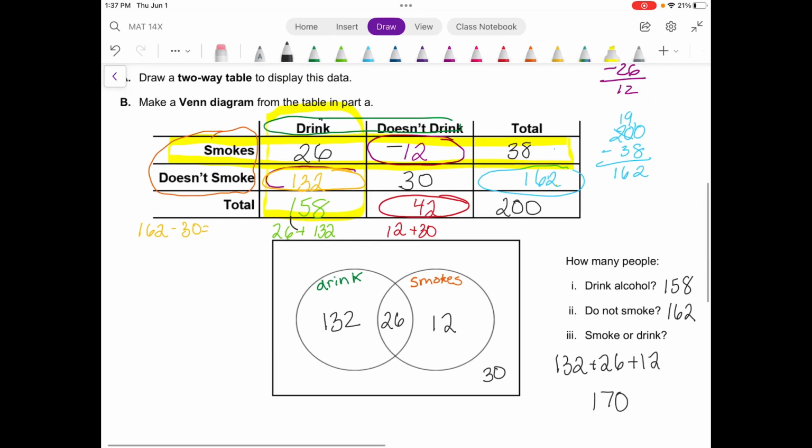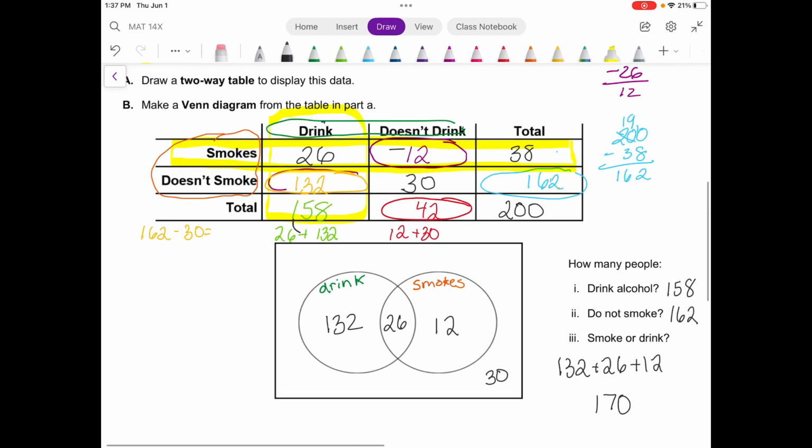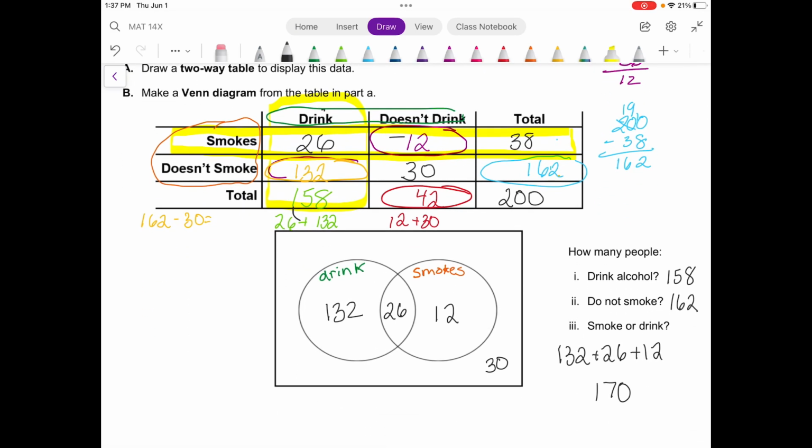And that's an example of how we build a two-way table, how it relates to a Venn diagram, and then using it to answer similar questions we've been answering all along. Getting good at recognizing these numbers is really going to help us in our next lesson where we explore probability.